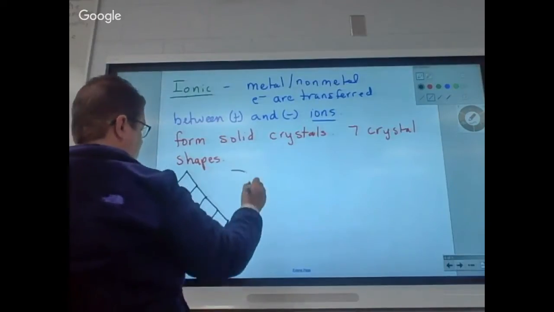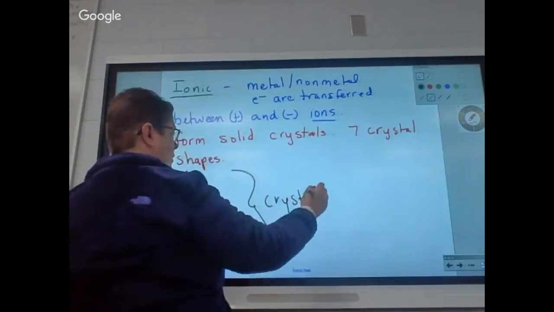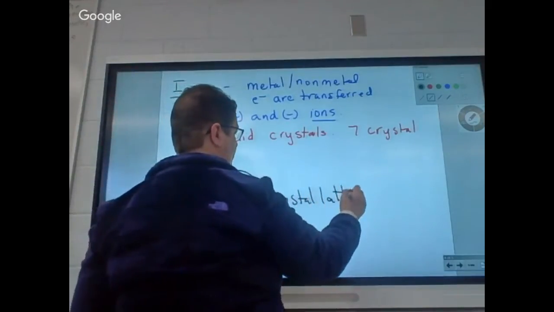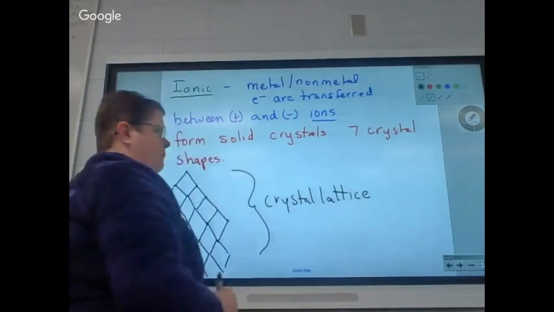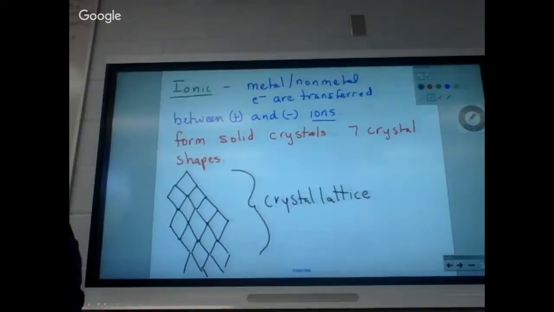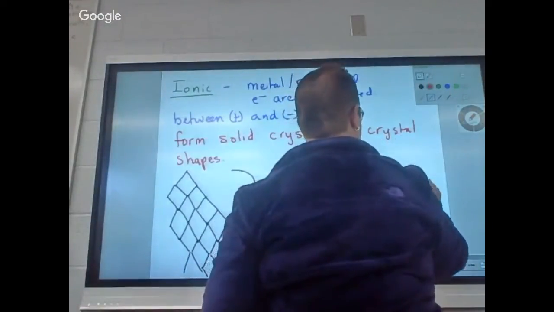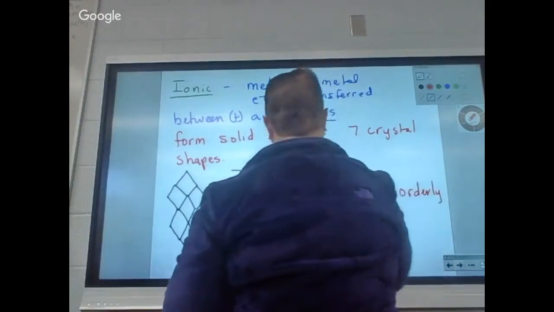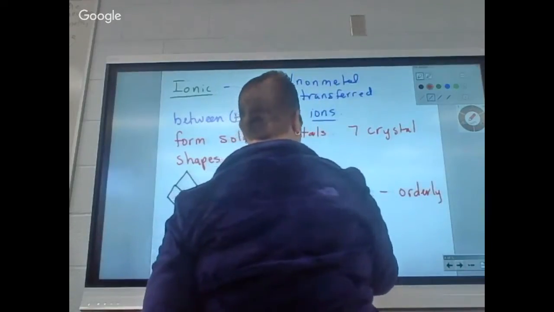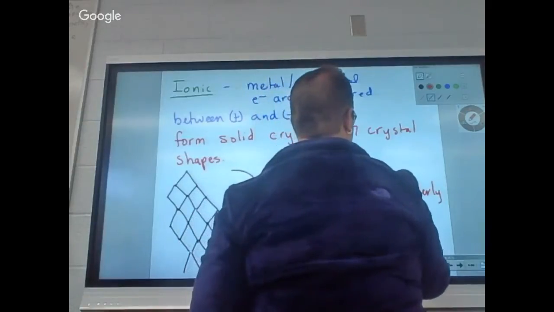Now, this whole thing that I'm drawing is called a crystal lattice. Okay? That's a crystal. Yeah, it's just an ugly one. Doesn't it look like one? Does that have to have a certain number of those? No, it does not have to have a certain number. Okay, and it's an orderly arrangement of crystals.